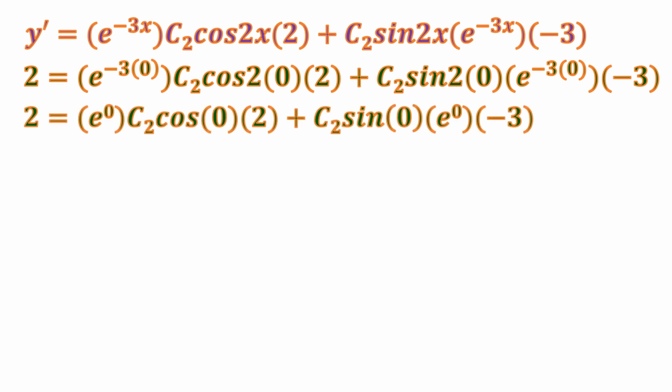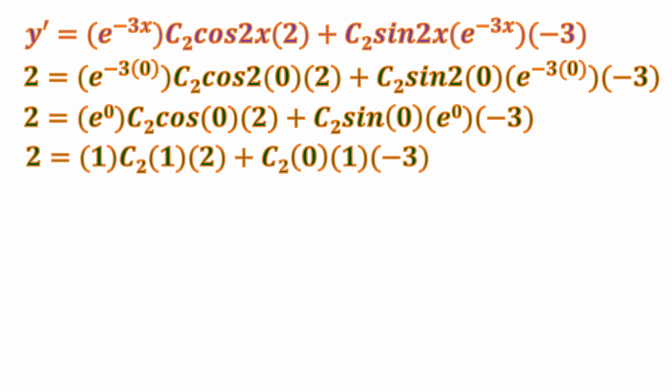So let's simplify further. So 2 equals e raised to the 0, and then 2 times 0 for cosine is 0, 2 times 0 for the sine angle is 0, and e to the negative 3 times 0 is e raised to the 0. We're going to continue simplifying. So we're left with e to the 0 as 1, and cosine 0 is 1, and sine 0 is 0, and e raised to the 0 is 1.